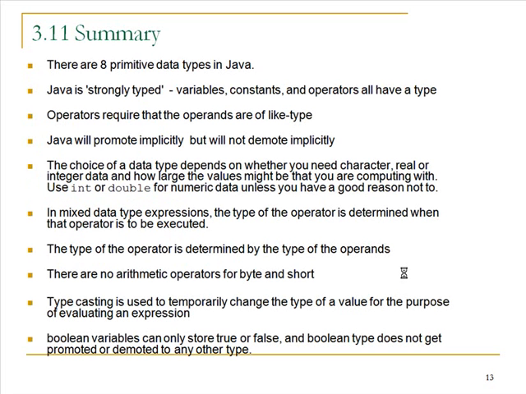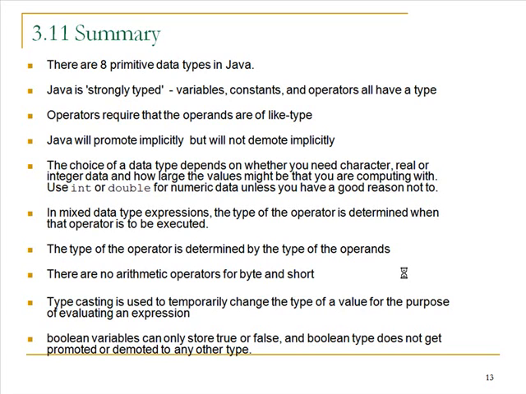The summary for this segment, I know it was long and I know it was boring. There isn't any way around getting a good foundation for the primitive data types in Java. There are only 8 of them. There aren't going to be any more. Java is strongly typed. That means that the variables and the literal constants and the operators all have a type, and operators in Java will only work on operands that are of like type. That might mean that one of the operands will have to be promoted so that the operator can work on 2 like type variables, but Java will not demote implicitly.